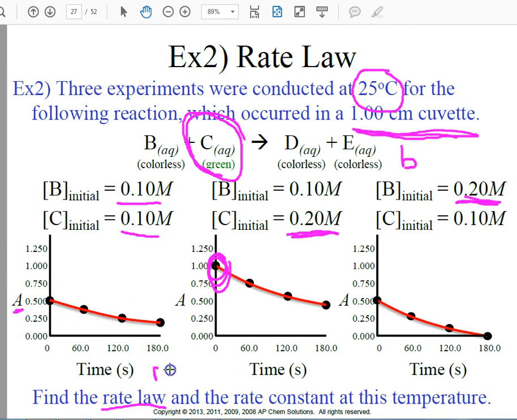So we know that rate equals K, and then we have our reactant B raised to some order, which we don't know yet, and our reactant C raised to some order, which we also don't know yet. So our goal is to use this data that they've given us to figure out the orders for B and C.